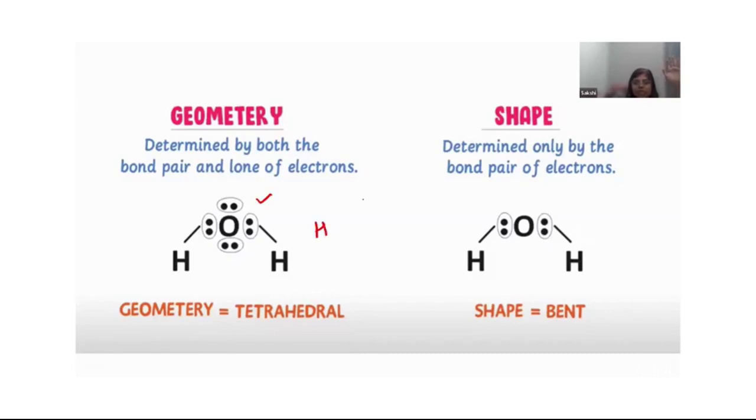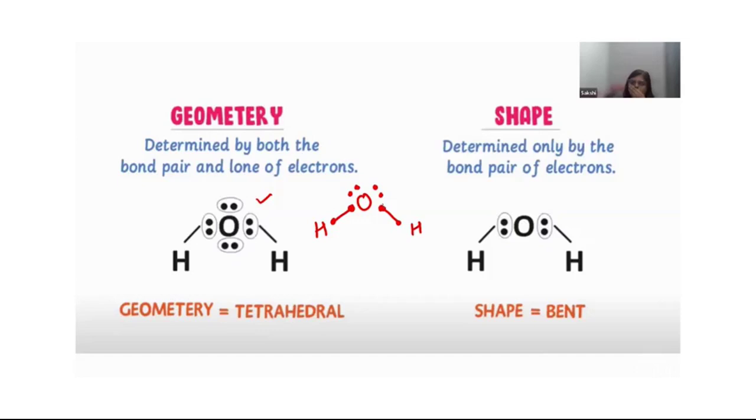Please pay attention. Oxygen has 6 electrons in the outermost shell. It is sharing 2 here. I think you can see the 2 electrons which are being shared. And it has 2 lone pairs of electrons. So the geometry is determined by the lone pairs of electrons which are there, and also the bond pairs here. The geometry is determined by both.